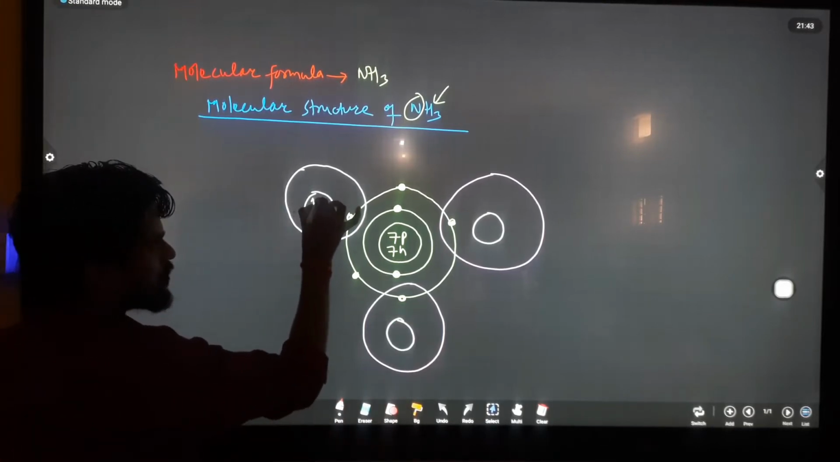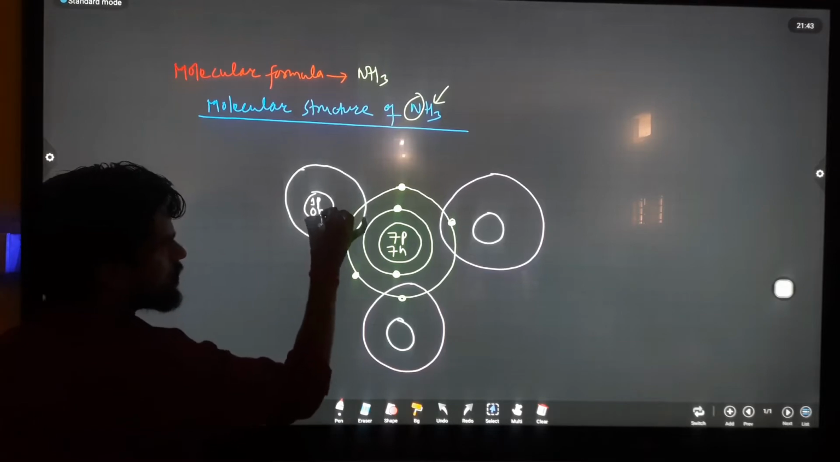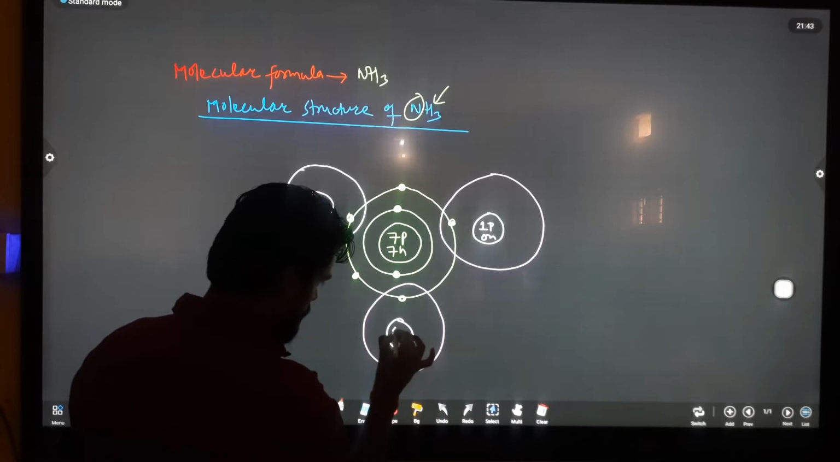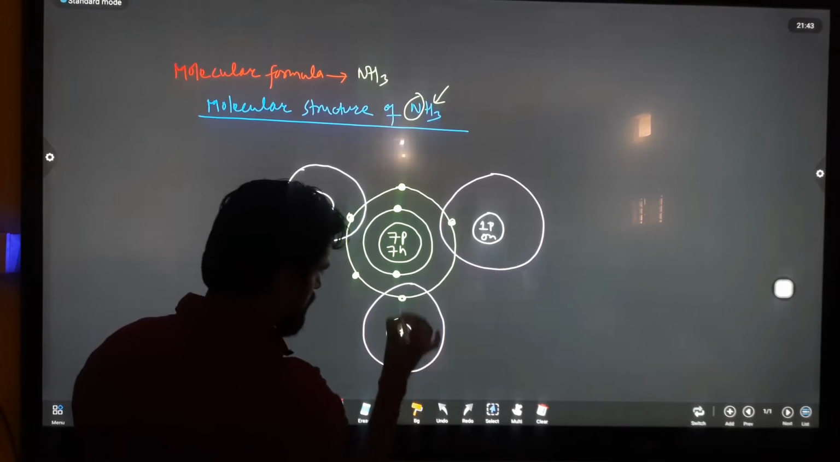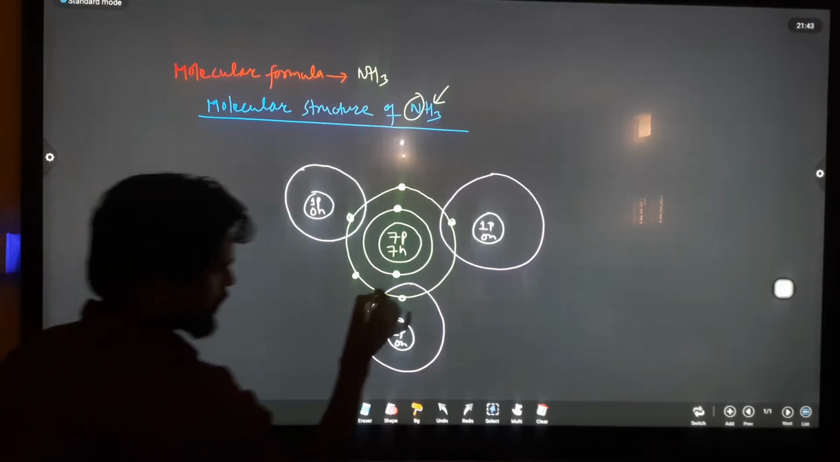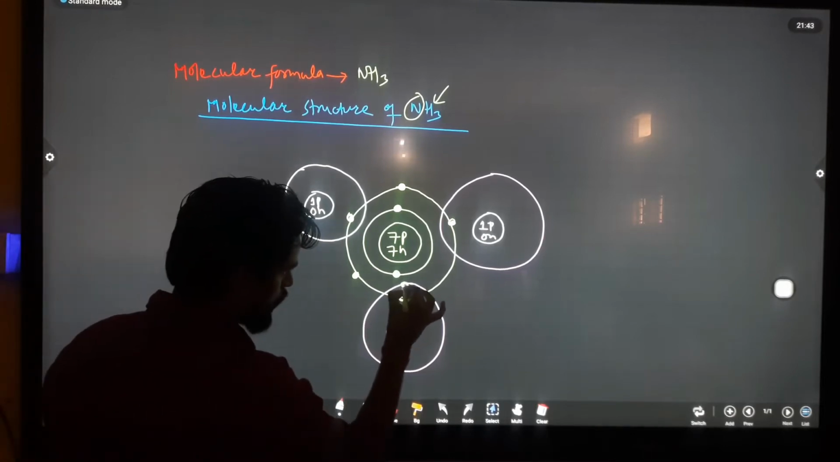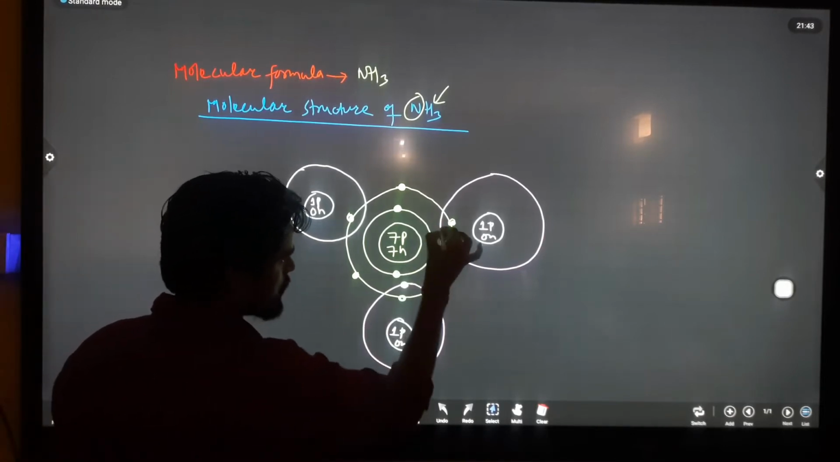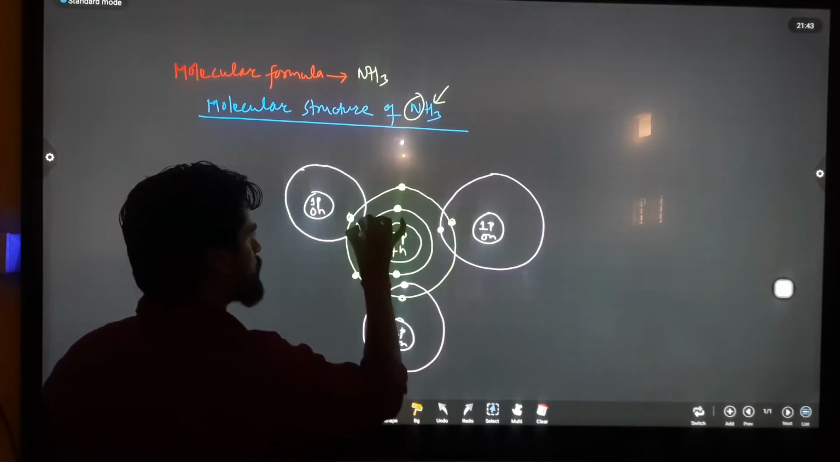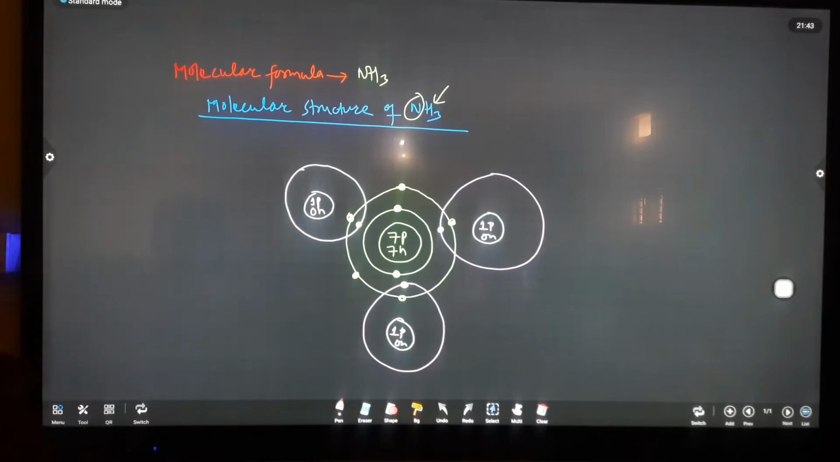We know that in case of hydrogen, there is one proton, zero neutron. So how many electrons does this hydrogen have? We can show one. Yes. The atomic number of hydrogen is 1. So how many electrons? 1 electron. So this is the molecular structure of NH3.